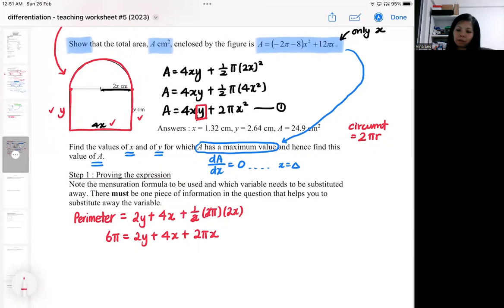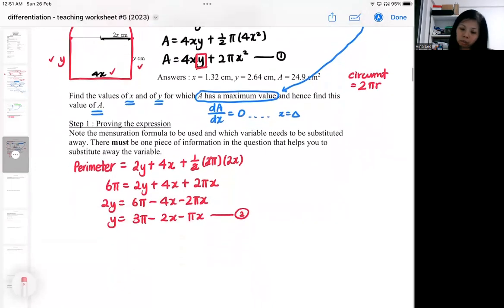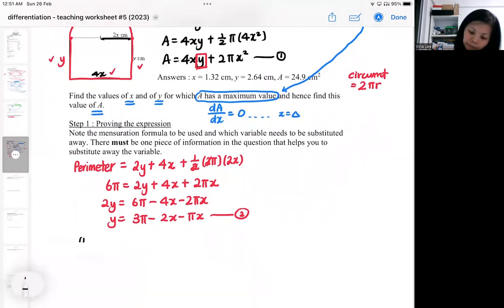So what's the purpose of using the perimeter? The purpose of using the perimeter is to get rid of the y. So I'm going to manipulate it. I'm going to make y my subject. By right, if I substitute the y into equation 1, logically I should get the expression.